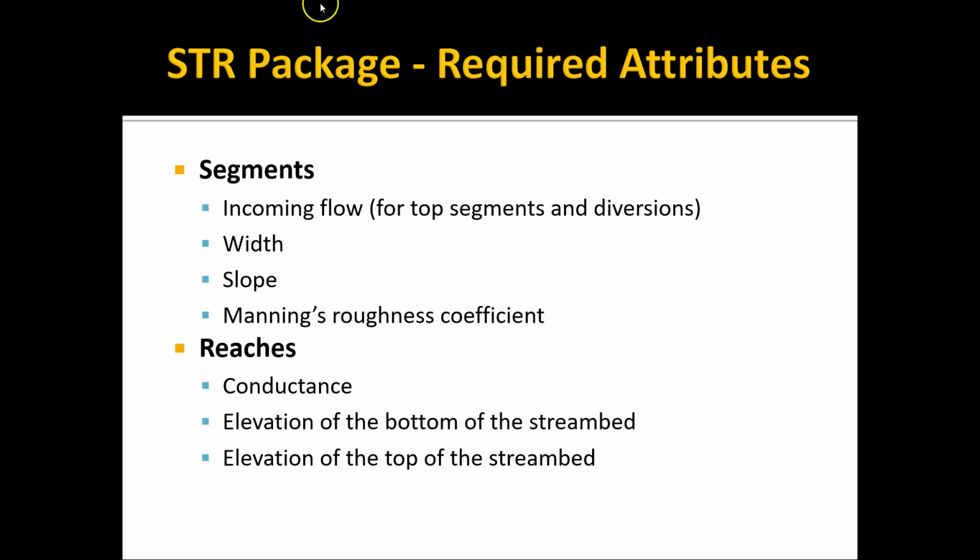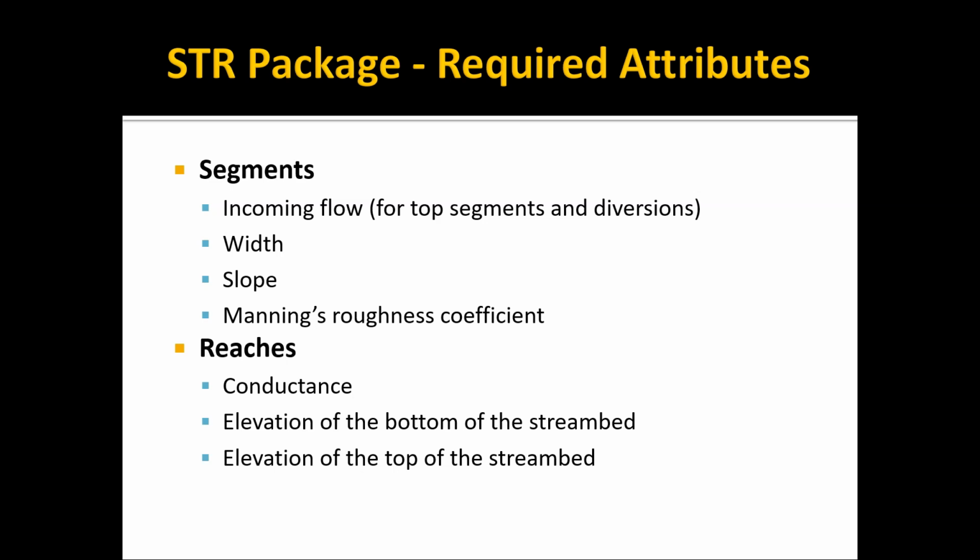Your input for each segment, which is a collection of reaches, is the incoming flow at the top, the average width of the river, the slope, and then a Manning's roughness coefficient. Then for each individual reach, you input the conductance, the elevation of the bottom of the stream bed for when it becomes disconnected, and the elevation at the top of the stream bed, which is required to do the calculations for Manning's equation. So that's a really quick overview of this package.